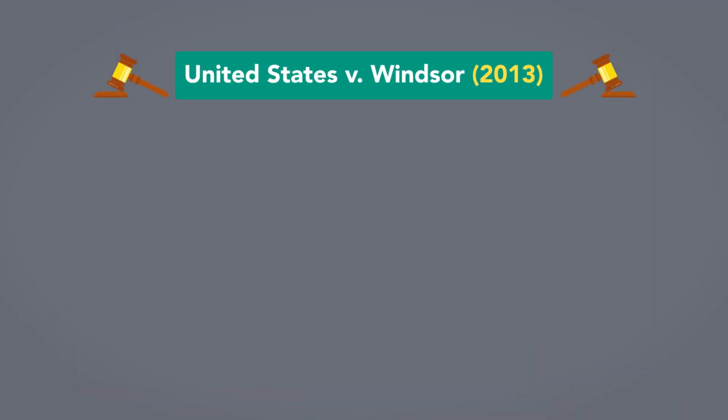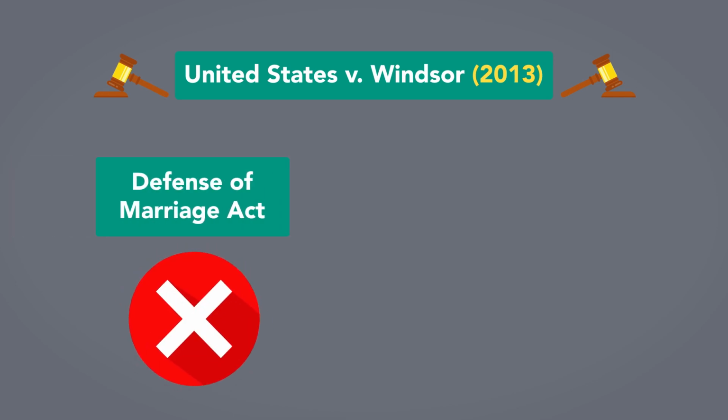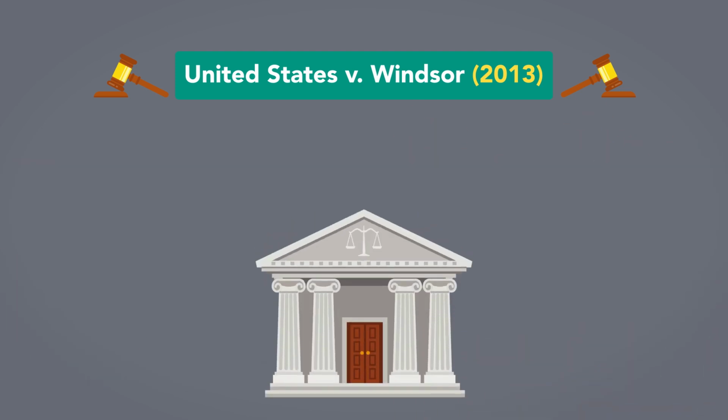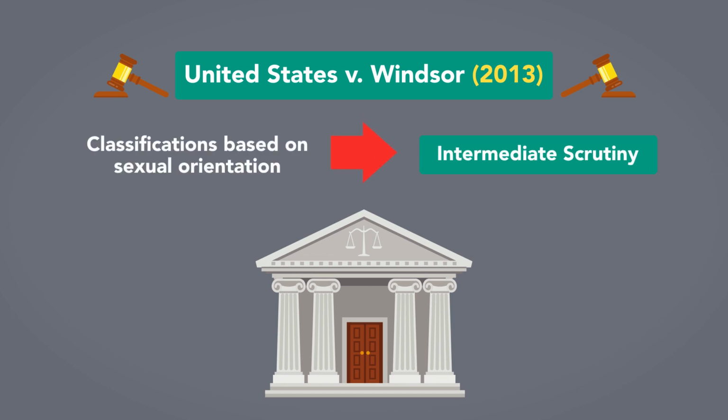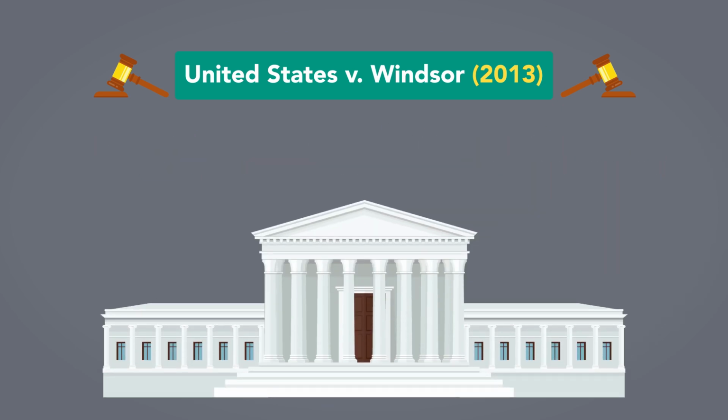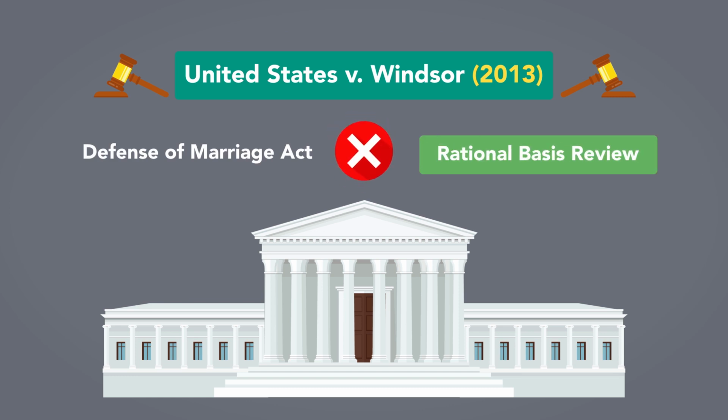In 2013, in U.S. v. Windsor, the Supreme Court struck down the Defense of Marriage Act, which had limited marriage to heterosexual couples for most federal purposes. The Second Circuit had maintained that classifications based on sexual orientation should be subject to intermediate scrutiny. The Supreme Court's decision did not expressly adopt that position, but implied that the Defense of Marriage Act failed rational basis review in any case.